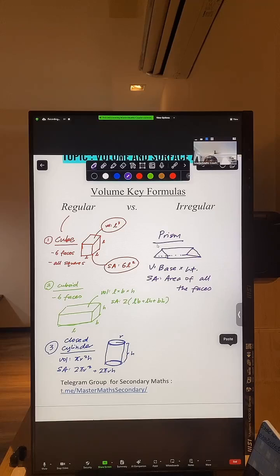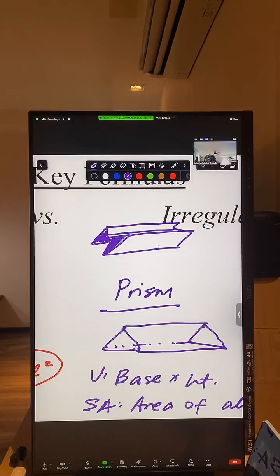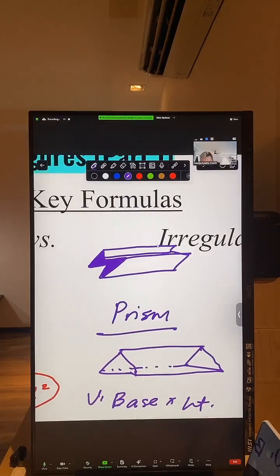This is also a prism, something like this. Maybe I zoom in. This is also a prism, guys, even though the cross-sectional area looks a bit weird. Let me just color in the cross-sectional area. To find the volume of this prism, also same thing. You take the base, which I've colored in purple here, and multiply it with the height, which is this thing here. HT is the height.